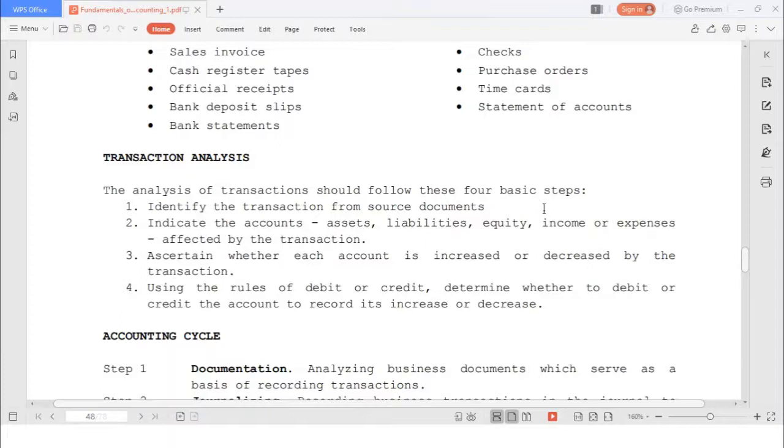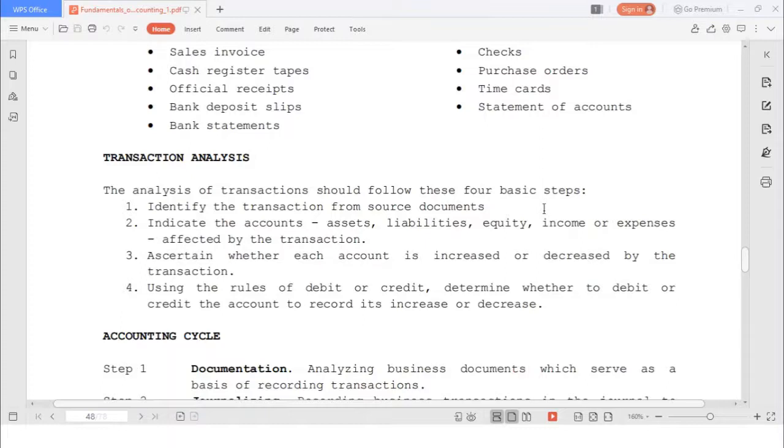Or for example, your cash iyang normal balance is debit, di ba? So kung ganahan ka mo increase ang imuhang cash, is imuha siyang i-debit, di ba? Inana siya. So again, always remember the normal balance. And then lastly, or number 4 is using the rules of debit or credit. Determine whether to debit or credit the amount to record its increase or decrease. So in relation na ni siya sa imuhang number 3.